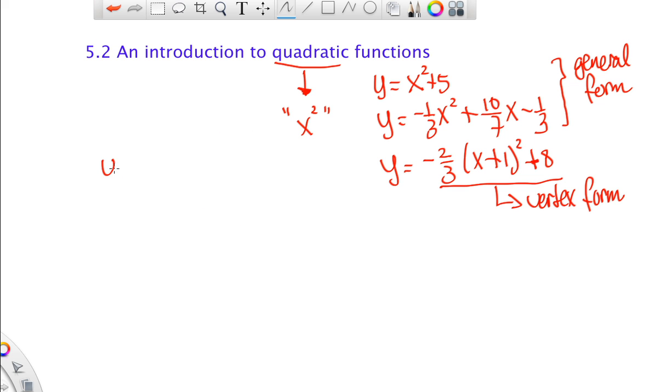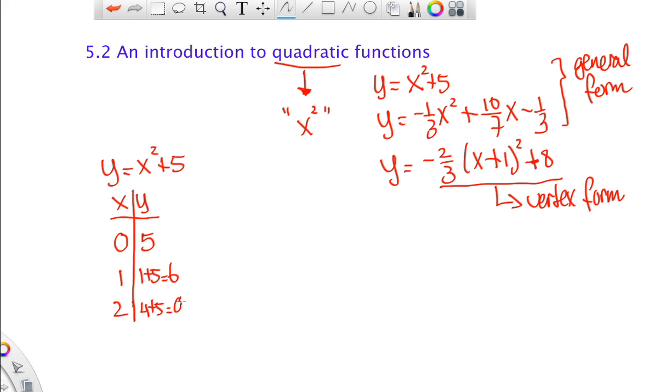Let's look at y equals x squared plus 5 because it's the cleanest of the ones that I have. If I ask you to graph it, and you don't really have many tools in your belt right now to do that, one way that you could do that is to make a table. This works for any function. Let's say we use 0, 1, and 2. We get 5 here, and here it's 1 plus 5, so that's 6, and 2 squared is 4, and 4 plus 5 is 9. So I have 3 points.